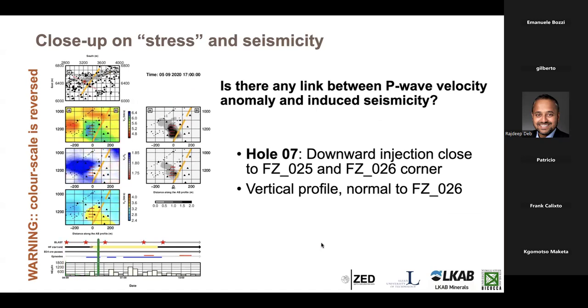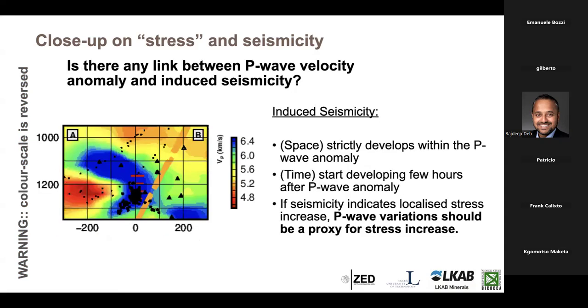Okay, again, this is the movies and all the events occurring within the blue zone, which is here the high P wave velocity anomaly. So the induced seismicity is strictly developed within the P wave anomaly, as you see from this picture and that you've seen from the movies. It starts developing a few hours after the P wave anomaly. So the anomaly starts first, and then the seismicity starts.